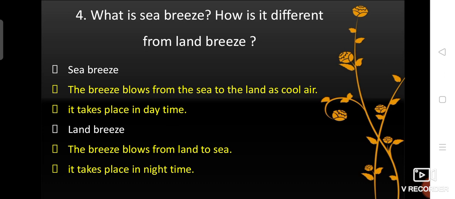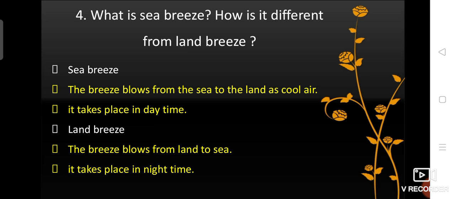Next one, what is sea breeze? How is it different from land breeze? I told you, what do you mean by breeze? A very soft blowing wind is called breeze. And there are two types of breeze, sea breeze and land breeze.